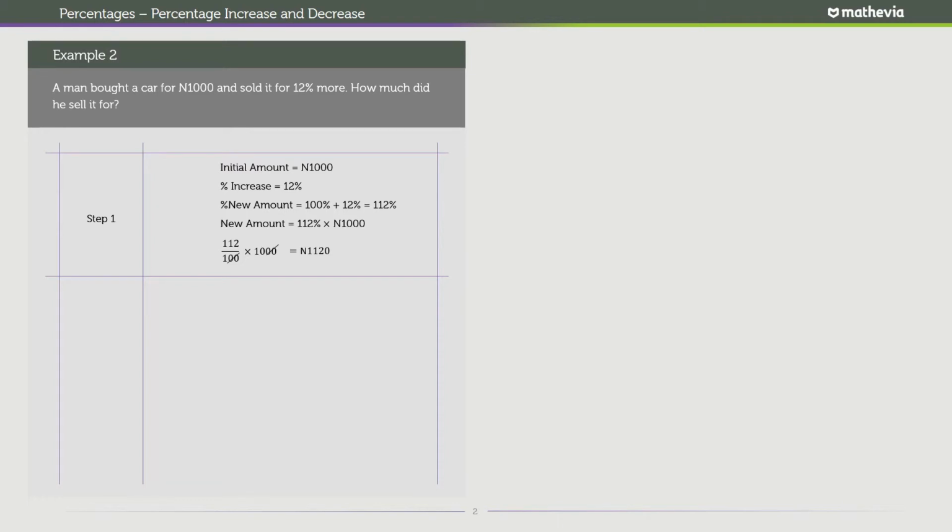Basically, if you're going to increase something by a given percent, you just add that percentage to 100, and you get your result in percentage, and then you multiply that percentage by your initial amount, and you get your new value.